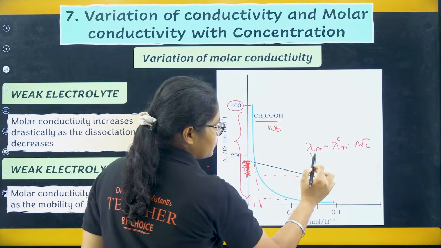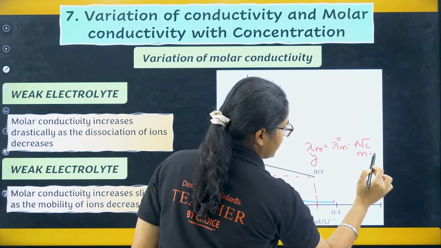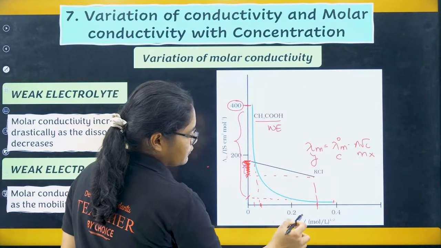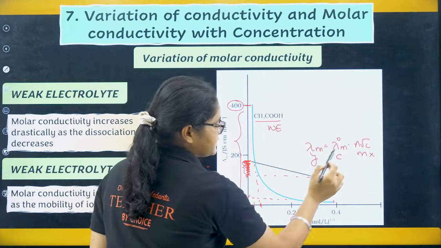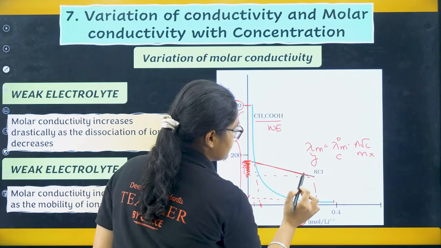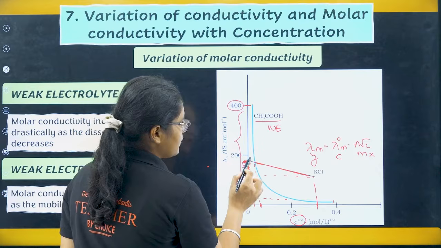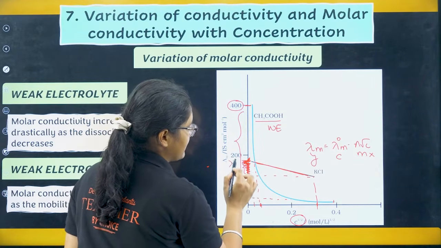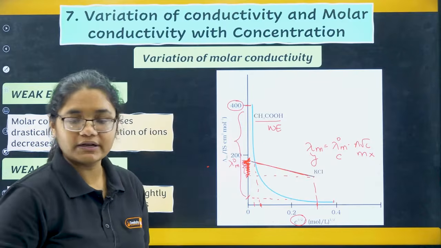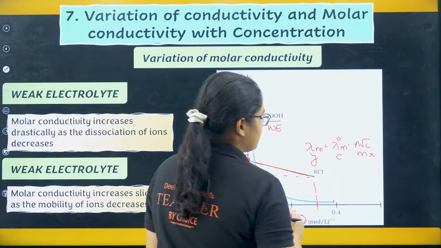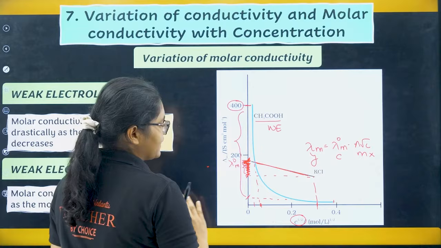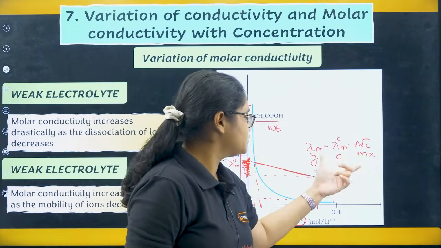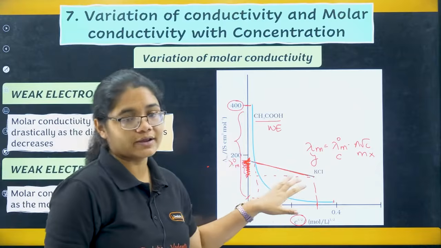So this is your y, this is your m, x and c, right? So what is x here? Root over c is x, a is the slope of this line, and lambda naught m is where it is touching the y axis. This value is called your lambda naught m, or limiting molar conductivity. So this is the equation through which we have drawn this graph for strong electrolytes.